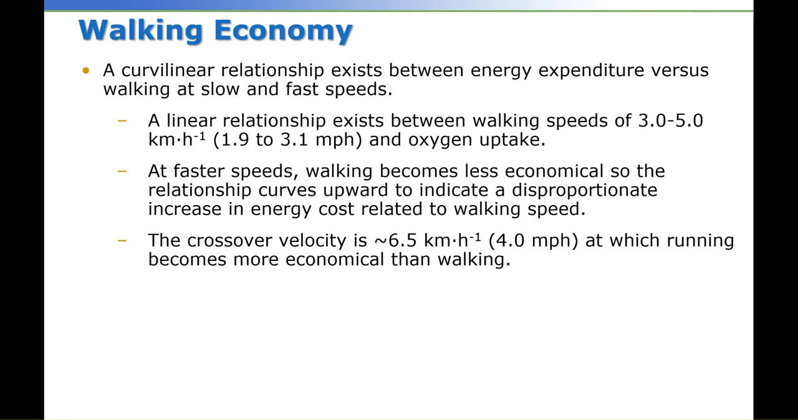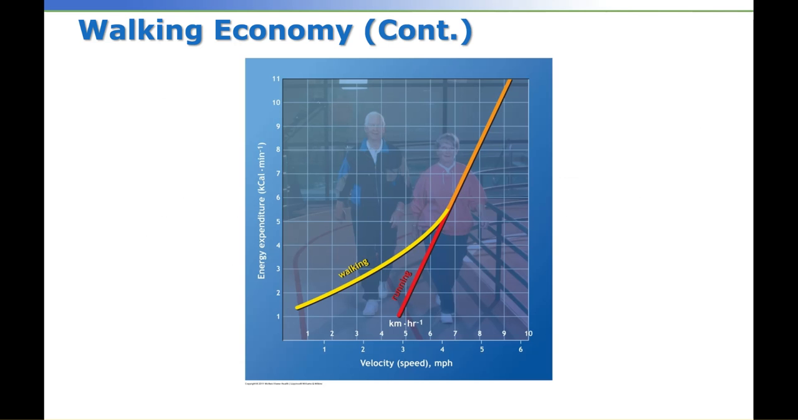Okay, fast walking movement. The crossover velocity is a place, at around 4 miles per hour, where running becomes more economical than walking. And that's just shown right here. You're walking faster, it's not economically advantageous. You're using too much energy, swinging arms and things like that, walking fast, so then you start running at around 4 miles per hour.